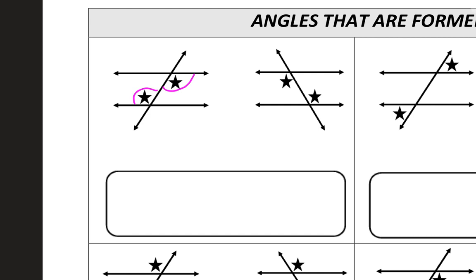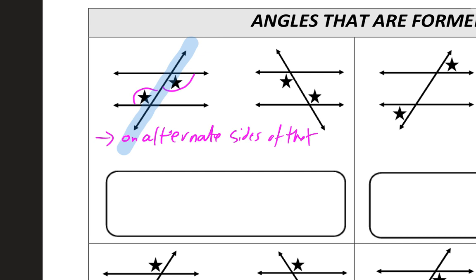Okay, so we can imagine that angle right there and that angle right there, right? Well, if this is our transversal, let's go ahead and highlight our transversal. If that's our transversal, let's look at the placement of these angles. This is on one side, this is on the right side, and this is on the left side. So we're going to say that those are on alternate sides of the transversal. Okay, so alternate means on either side. So it's on either side of the transversal, right?